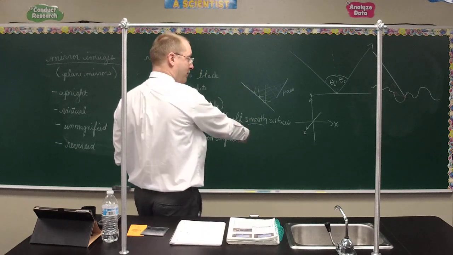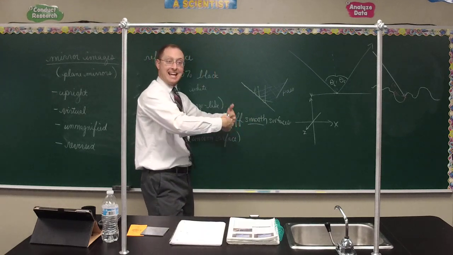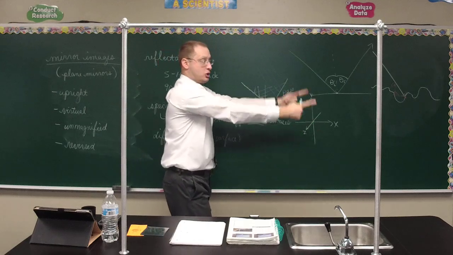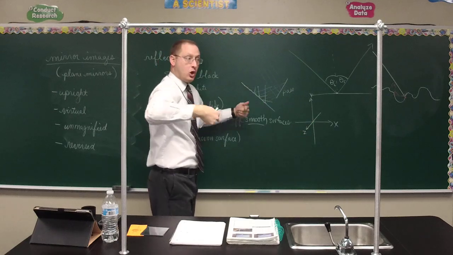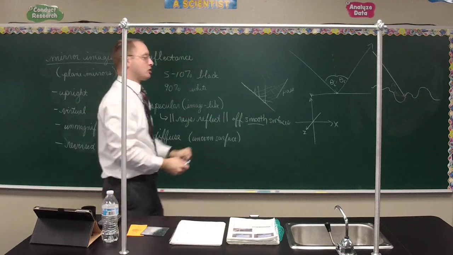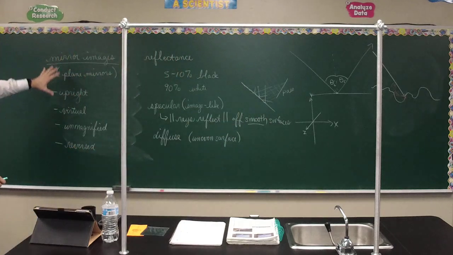If I point at the mirror, it points back at me. We both match, we go opposite along the z-axis. So it's a z-axis reversal that you get from a plane mirror image. Kind of interesting that we get that.